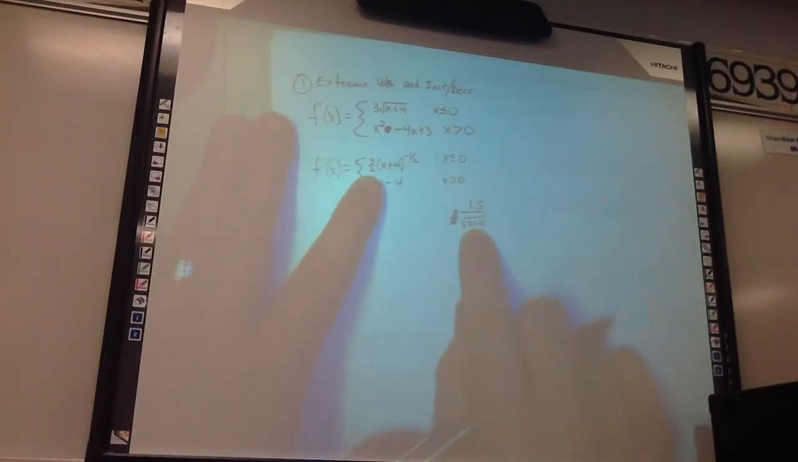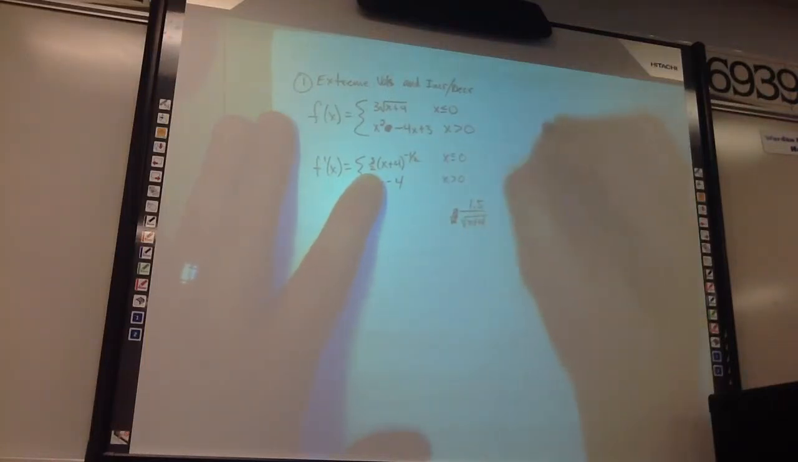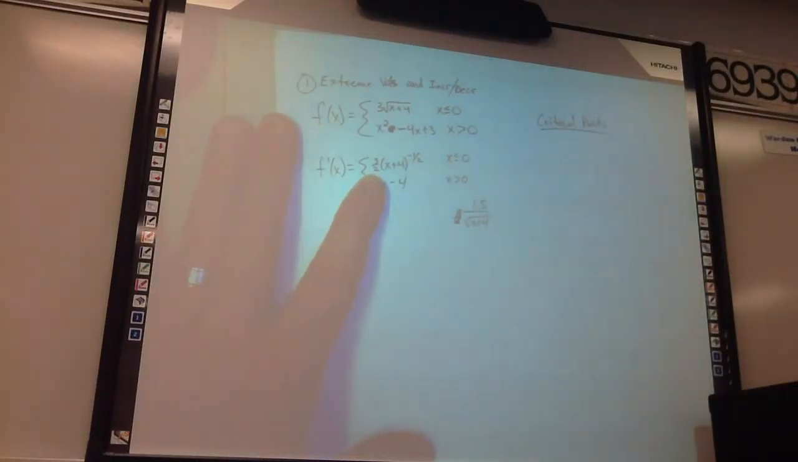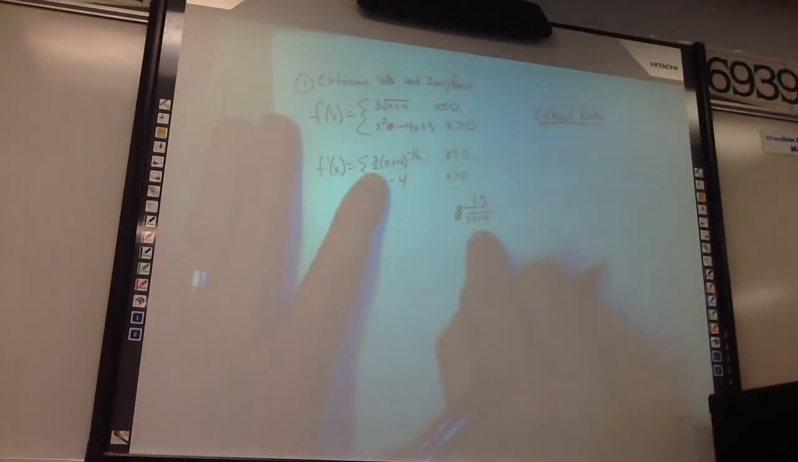Will that ever equal 0? No. I got 1.5 on top, but you did 3 on top, 2 on bottom. Same thing. Point is, will it ever equal 0? Nope. Because the top can never equal 0.